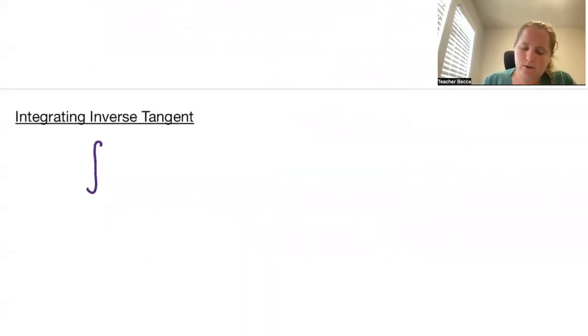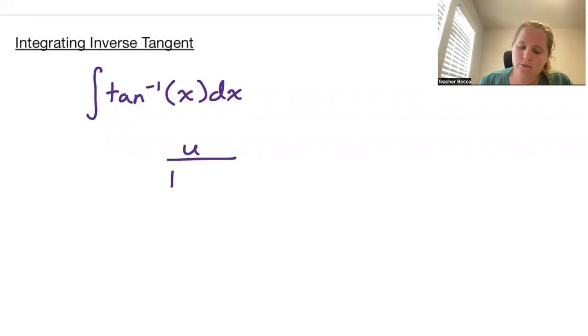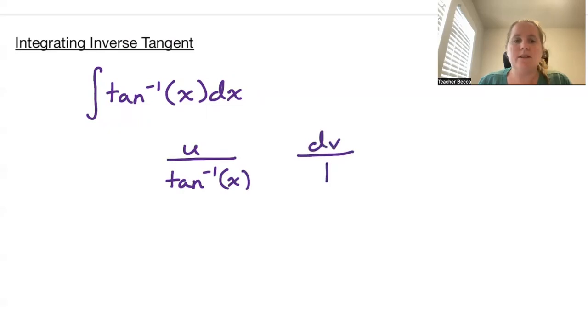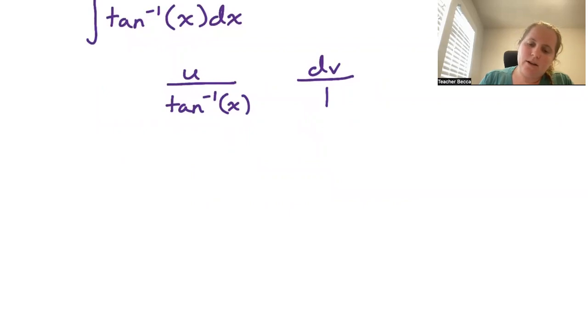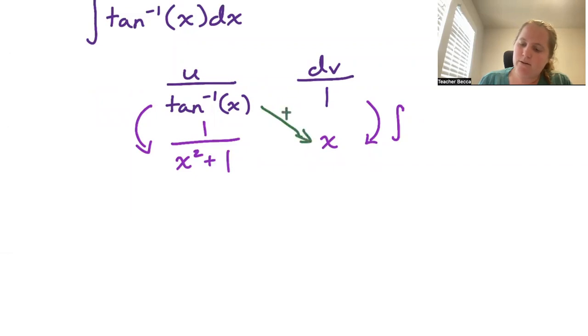So if we want to find the integral of tan inverse of x dx, we can pull the exact same trick. We'll set our u to be tan inverse of x, and set our dv to just be 1, or dx. Differentiating down the left, integrating on the right. Taking the derivative of tan inverse of x, we get 1 over x squared plus 1. Integrating 1, we wind up with x. Take the positive product of the diagonal and then subtract off the integral of the bottom row product.